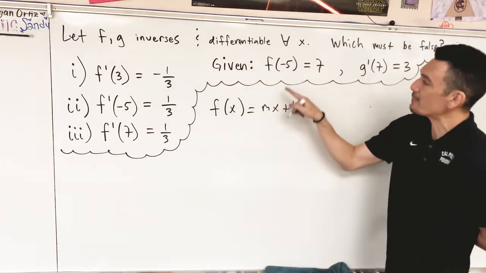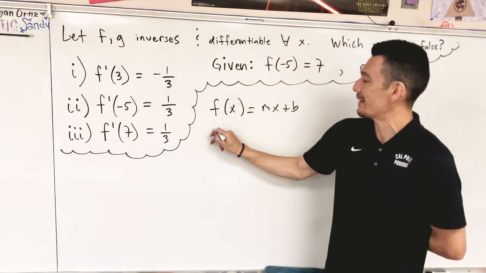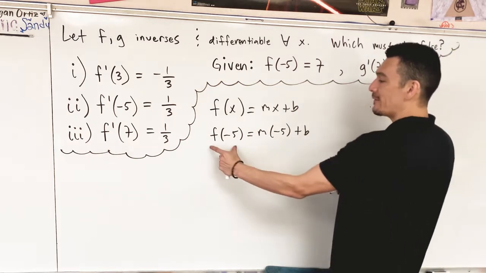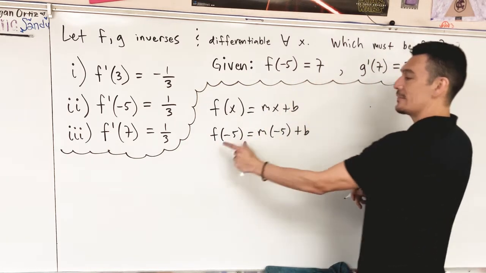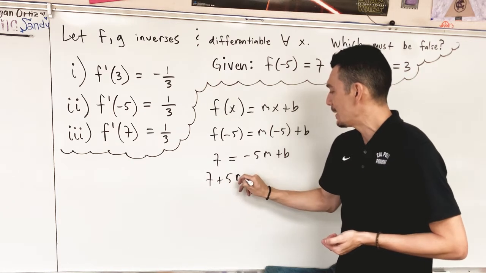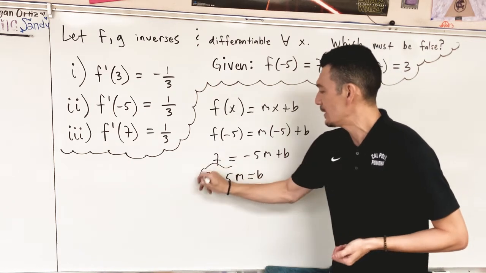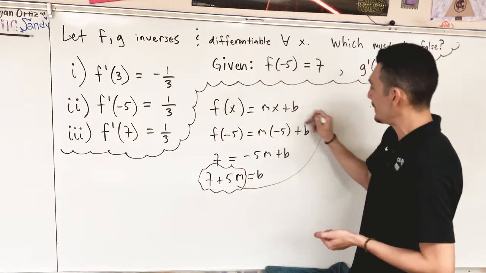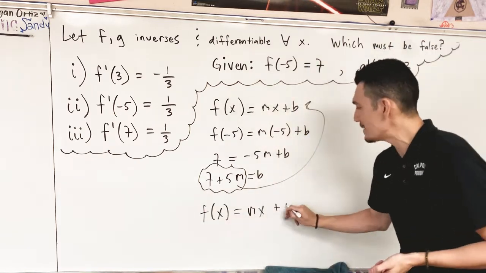Now we know that if I plug in -5, but I know what f of -5 is. That's 7, so 7 goes in here. Let me add the 5m to that side. And so I have an expression that represents b, and let me plug that back in here.